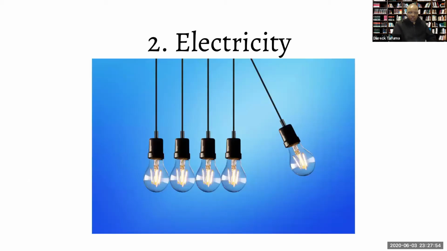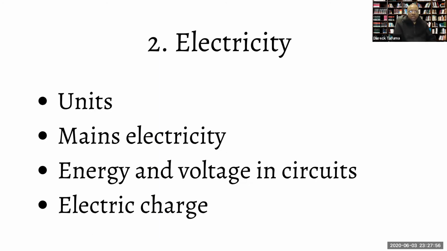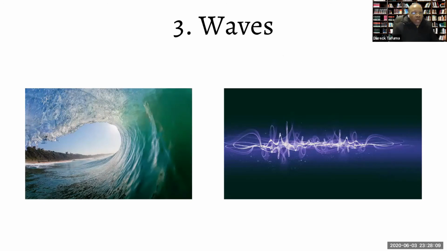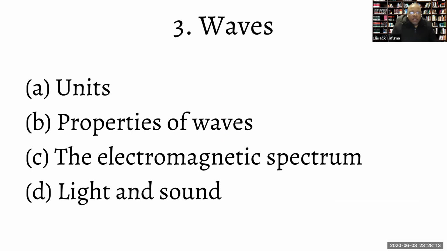The second part is electricity. Again, we'll look at the units for electricity. Then we'll learn about mains electricity, then energy and voltage in circuits, and finally, electric charge. Waves is the third one. We're going to be looking at units again, then properties of waves, the electromagnetic spectrum, and then light and sound.